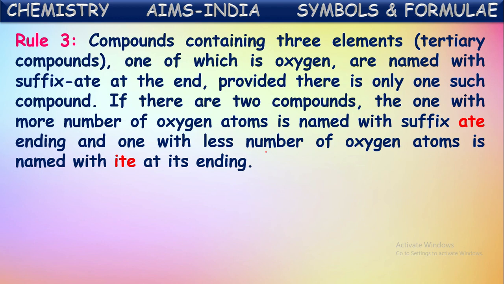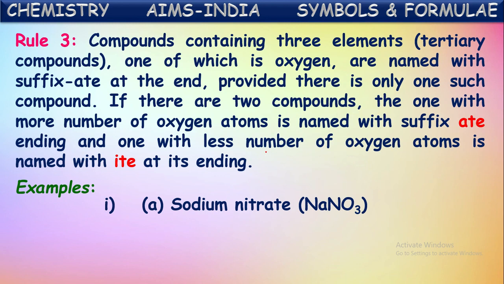Okay, if there is only one compound existing between three elements, and one of those three is oxygen, then the name of the compound is given with "ate" at the end of the name. If more than one compound is possible with the same combination, then the compound with more oxygen atoms is suffixed with "ate", and the compound with fewer oxygen atoms is named with "ite" at the end of its name. Let us try to understand this by taking a simple example.